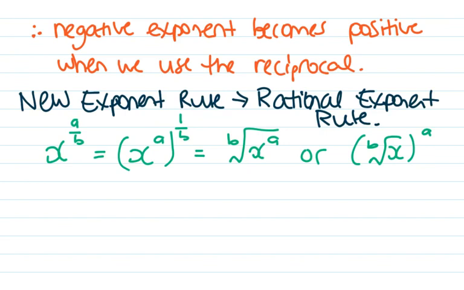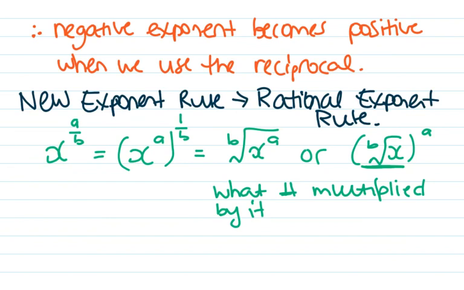So when I have the b root of x, I'm asking what number multiplied by itself b times equals x. All right, let's work through some examples.